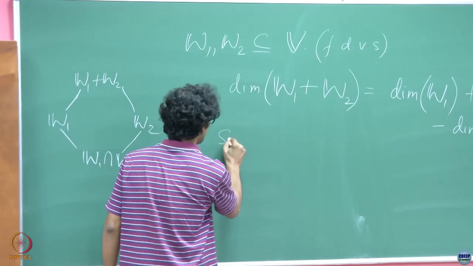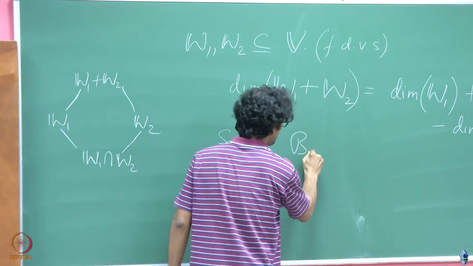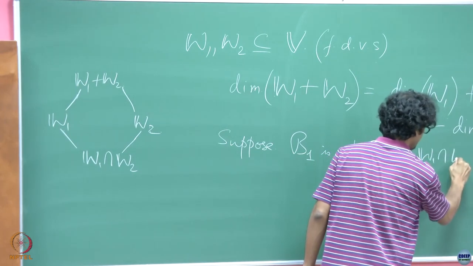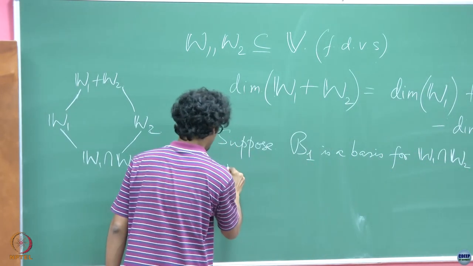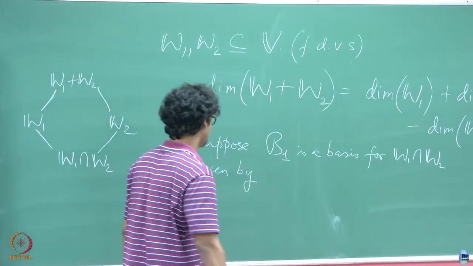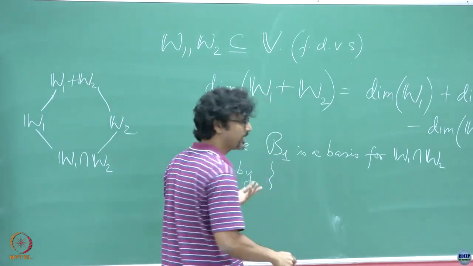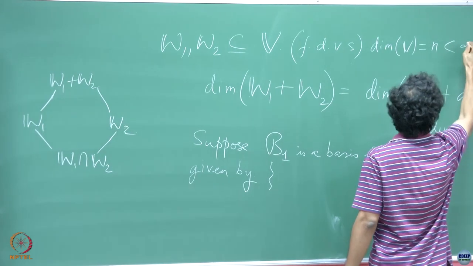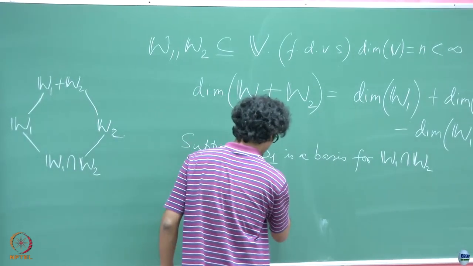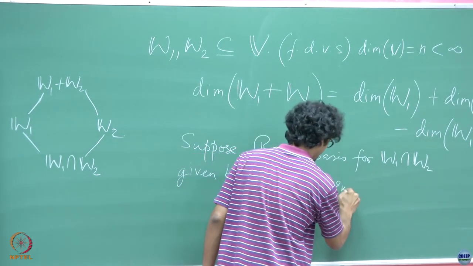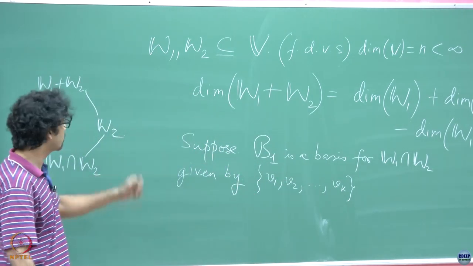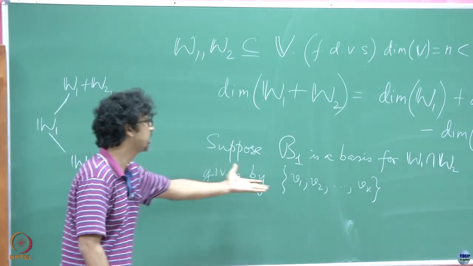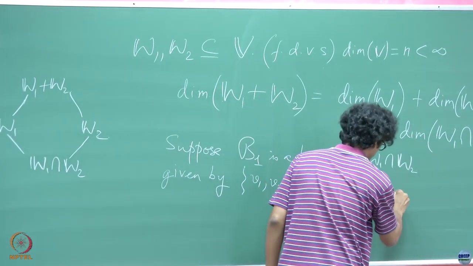So suppose B1 is a basis for W1 intersection W2, given by, let's say the dimension of V is equal to N, given by V1, V2, till Vk, which is just another way of saying that the dimension of W1 intersection W2 is K. Yeah, that's straightforward, isn't it? Because it's the cardinality of the basis, of course, with K less than or equal to N.